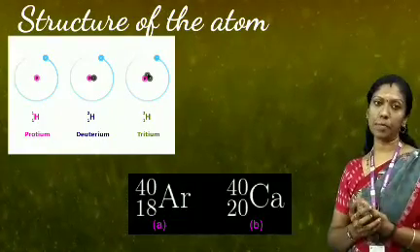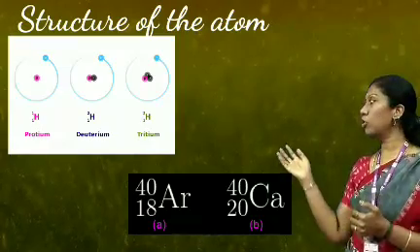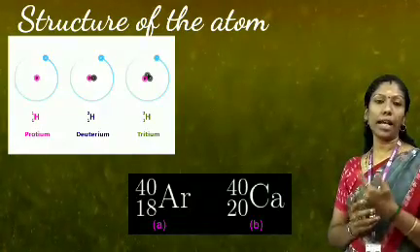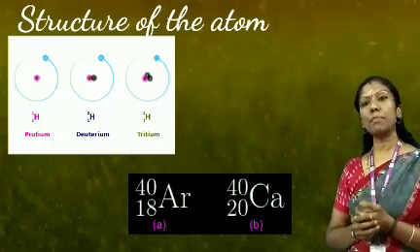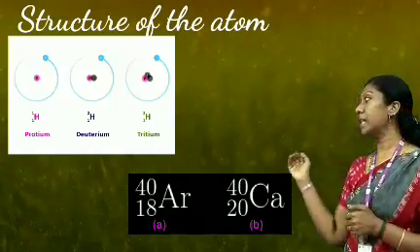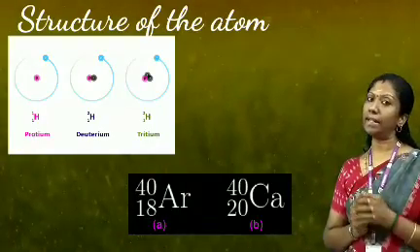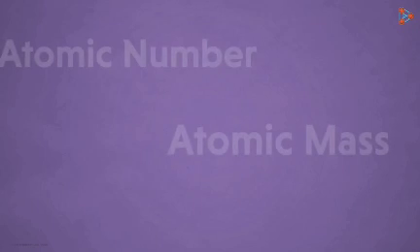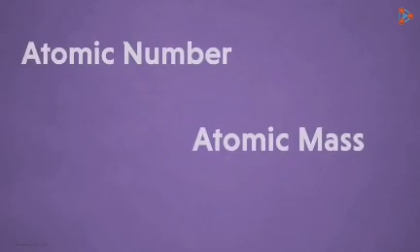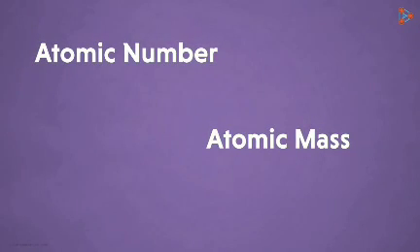Examples are given in the textbook. You can refer to it. Isotope, a very easy example is the isotopes of hydrogen, that is protium, deuterium and tritium. And the example of isobar is argon and calcium. By now we are aware of what exactly the concept of atomic number and atomic mass is.